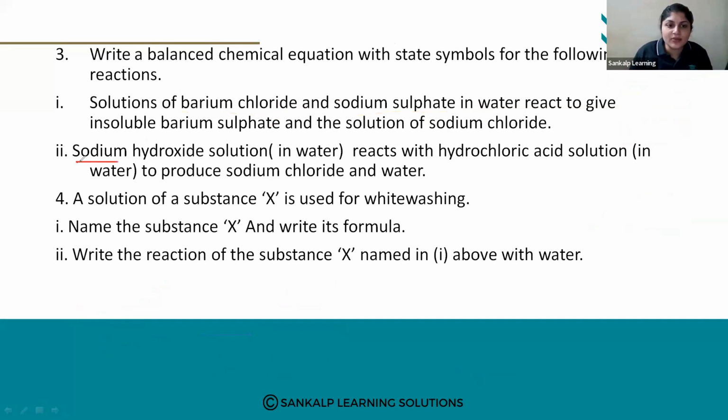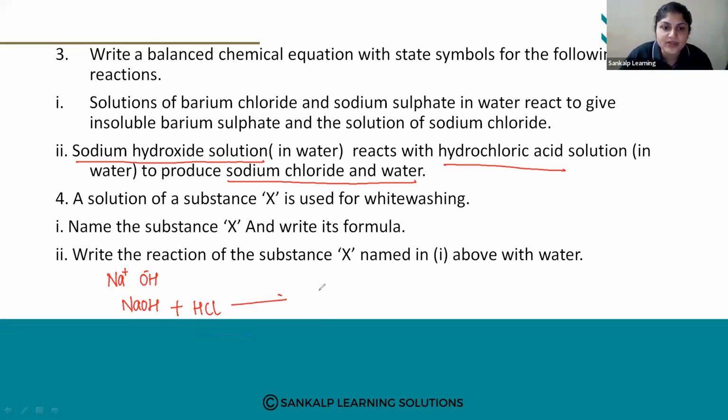Next is sodium hydroxide solution reacts with hydrochloric acid to produce sodium chloride and water. So these are our products and these are our reactants. So sodium hydroxide is what? Na plus, hydroxide is OH minus, plus 1 minus 1, so it becomes NaOH plus hydrochloric acid, HCl. It produces sodium chloride, NaCl, and water, H2O.